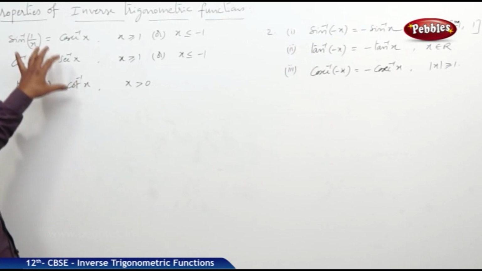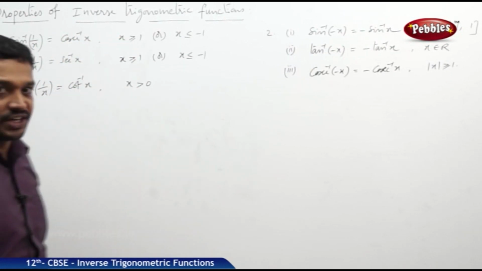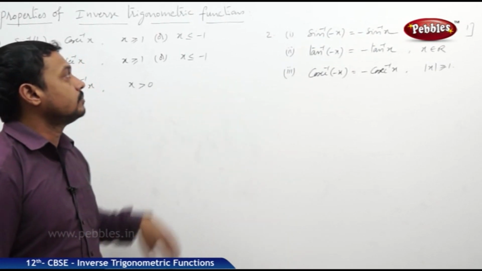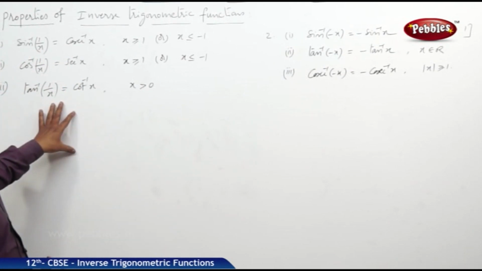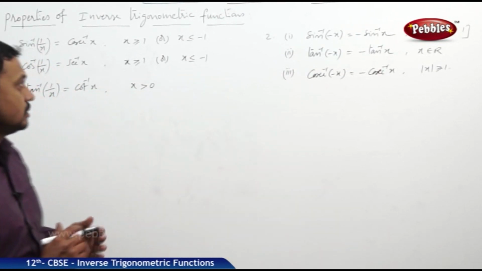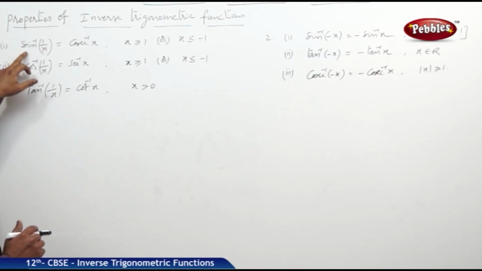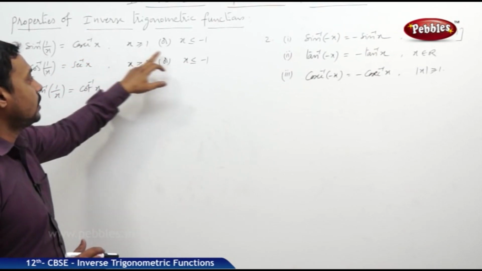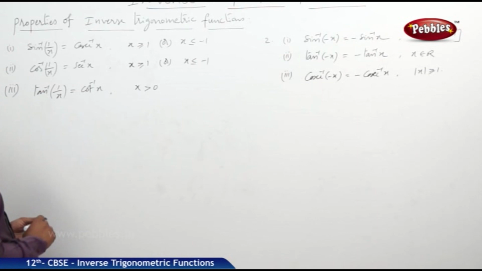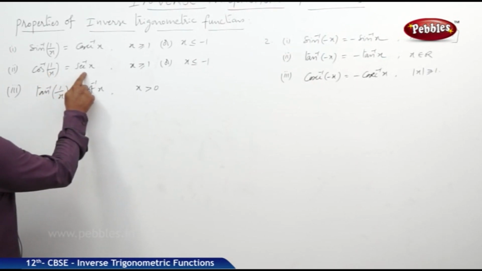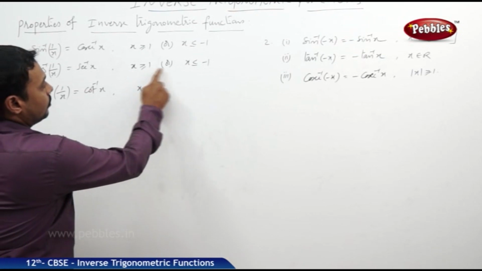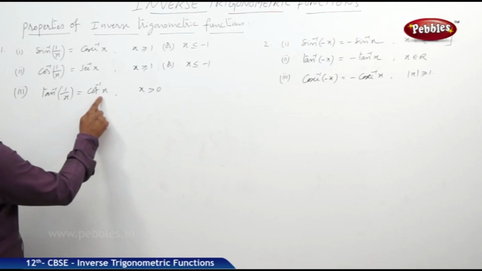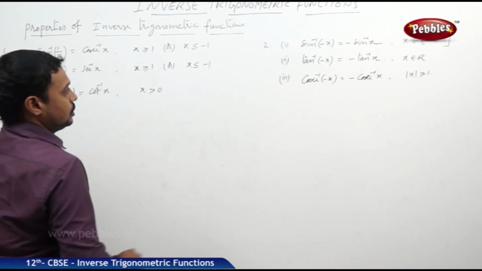Now let us look at the properties of inverse trigonometric functions. There are some different kinds of properties in this chapter. Here I have written two properties. The first one is sin inverse 1 by x is equal to cosecant inverse x when x is greater than or equal to 1 or x is less than or equal to minus 1. Cos inverse 1 by x is equal to secant inverse x when x is greater than or equal to 1 or x is less than or equal to minus 1. Tan inverse of 1 by x is equal to cot inverse x when x is greater than 0.